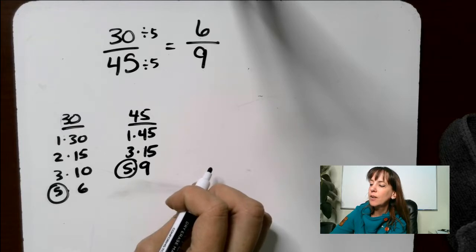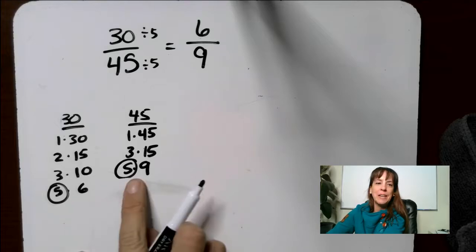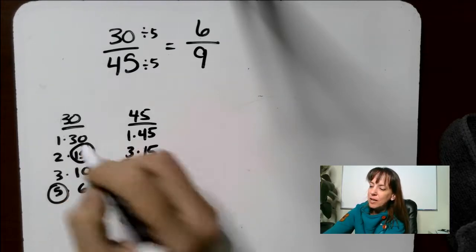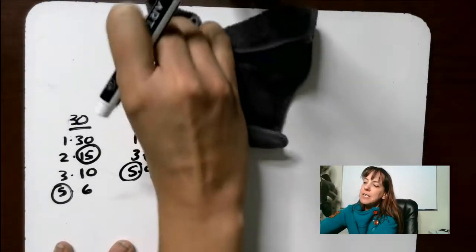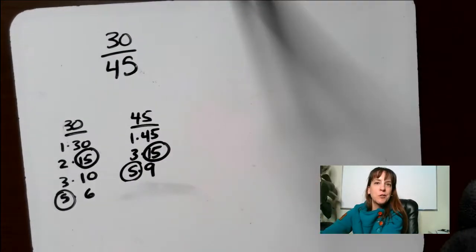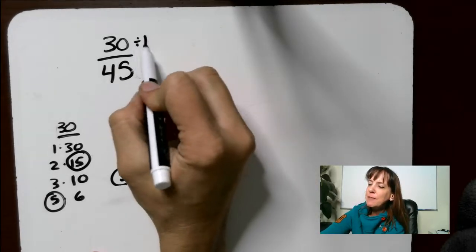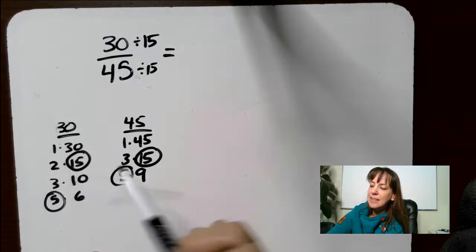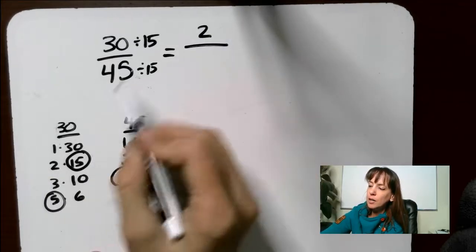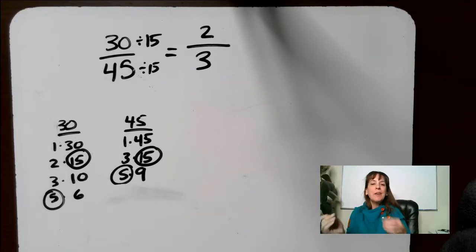3 times 5. Oh, you guys, I made a mistake. Look at, our greatest common factor isn't 5, it's 15. But see, if you make that mistake, you can always just keep dividing on, not a problem. I'm like, what did I do? Divide this by 15 and divide this by 15, I get 2 over 3. 2 over 3, okay? So that's dividing by the greatest common factor.